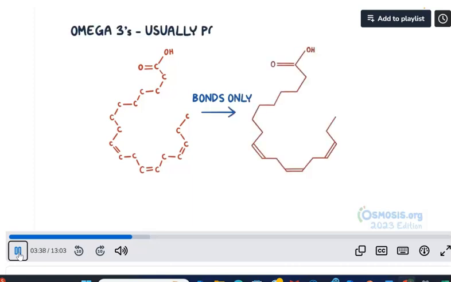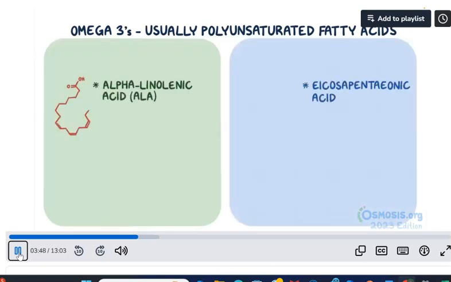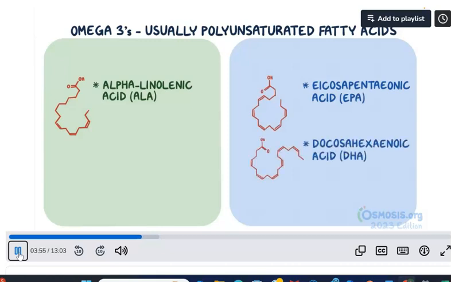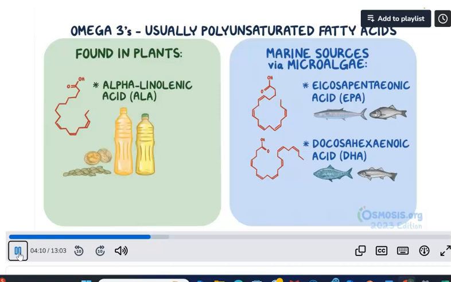Alright, so omega-3s are usually polyunsaturated fatty acids, and include alpha-linolenic acid, or ALA, eicosapentaenoic acid, or EPA, and docosahexaenoic acid, or DHA. EPA and DHA are marine sources of omega-3s. They're produced by microalgae and end up in the tissues of fish like anchovies, mackerel, salmon, and sardines. ALA is found in plants like flaxseed, walnuts, and canola and soybean oils. Our bodies can convert ALA into EPA and DHA, but it's an inefficient process that yields only small quantities. And that's why dietary recommendations include foods that have EPA and DHA.